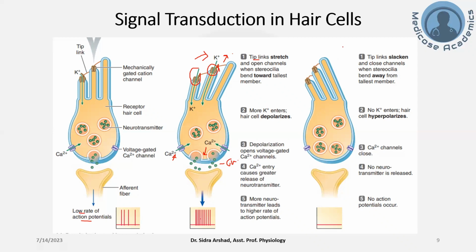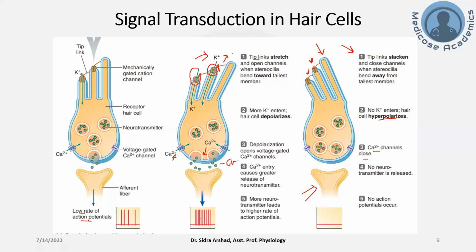Now let's look at the other scenario, which is the bending of stereocilia away from the tallest member of the group. If this occurs, the tip links slacken, and the mechanically gated potassium channels are closed. If no potassium enters the hair cells, the cell hyperpolarizes, and this hyperpolarization does not cause the opening of the voltage-gated channels, which remain closed. No neurotransmitter is released, and when no neurotransmitter is released, there are no action potentials in the auditory nerve fibers.